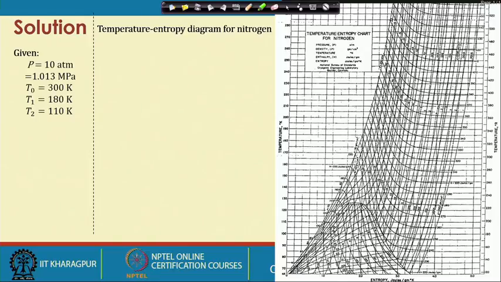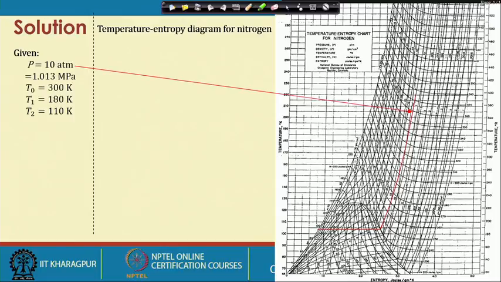Whenever you are solving this problem, keep in mind whether you are going to assume ideal gas or not, and depending on the conditions given to you, you should be very careful in selecting that. In this particular problem, the pressure is high and the temperature is low. Both these things indicate that it would be wrong to assume an ideal gas. So we have to go for the actual TS behavior, and it is very simple.